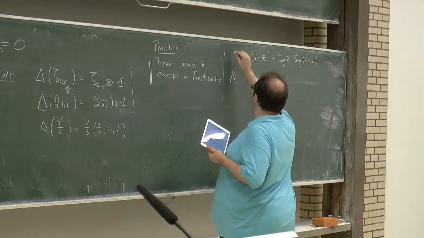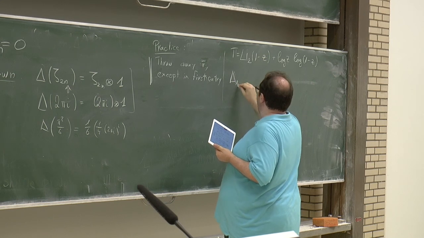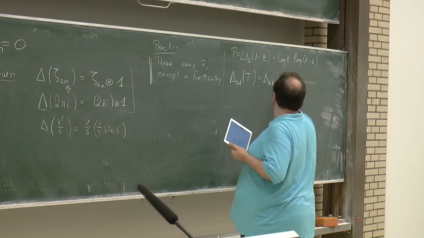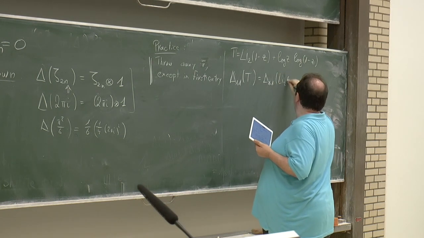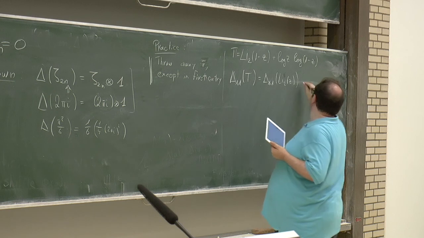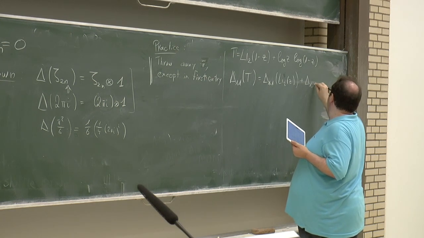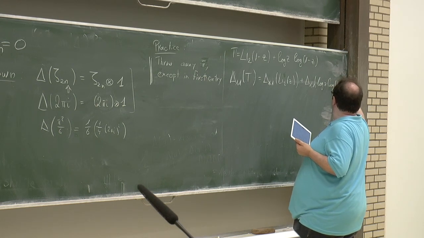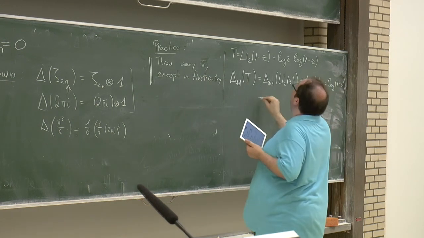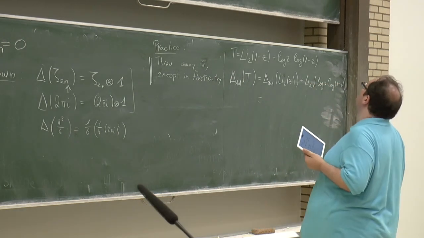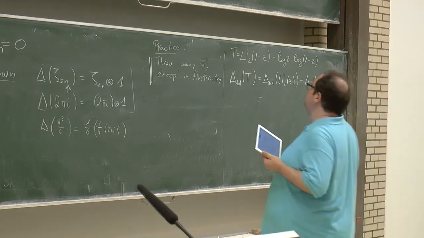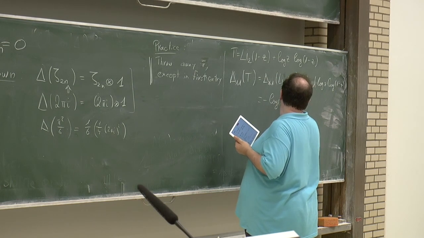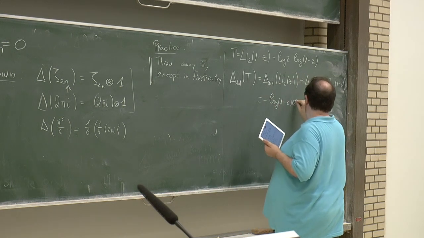So let me compute, let me call this t. Delta 1,1 of t. This is delta 1,1 of Li2(z) plus delta 1,1 of log z log(1 minus z). Now delta 1,1, if you look, it looks like this. We had it just before, we wrote down what delta for Li2 is.